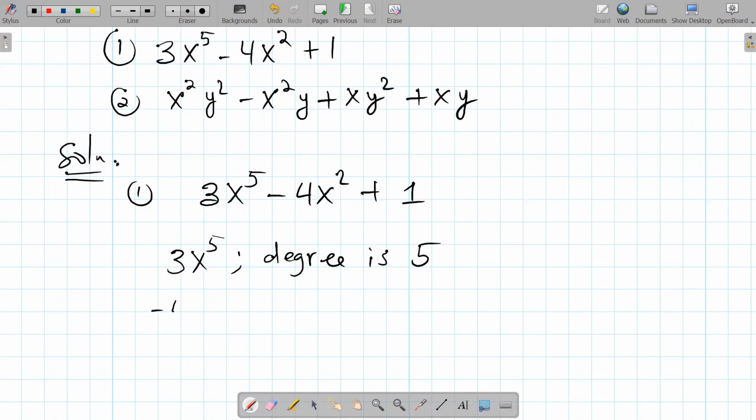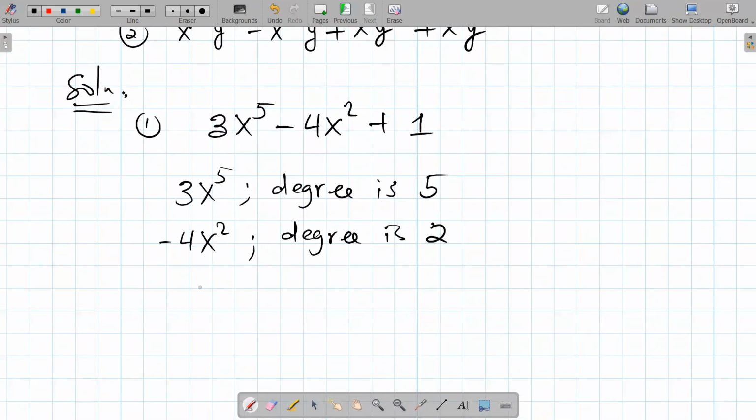If I pick negative 4x squared, same thing, one variable, so the power becomes the degree. So the degree is 2. And if I pick 1, the last term, because this is a number, a constant, it doesn't have any variable, it tells you that the degree is 0. Please take note: for a constant value, the degree is always 0.